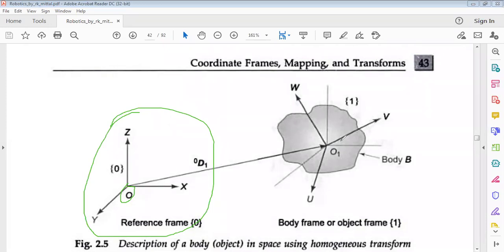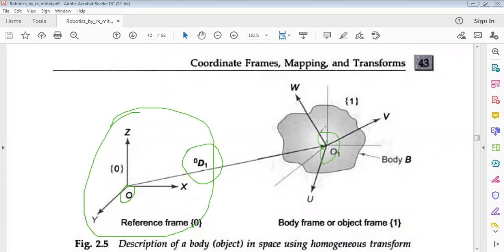Let us assume this object is at some distance from the origin of the reference frame. That distance we need to read as 0d1. This distance is the translation distance of frame 1 with respect to reference frame 0. Here frame 1 is attached to the body at the origin O1.